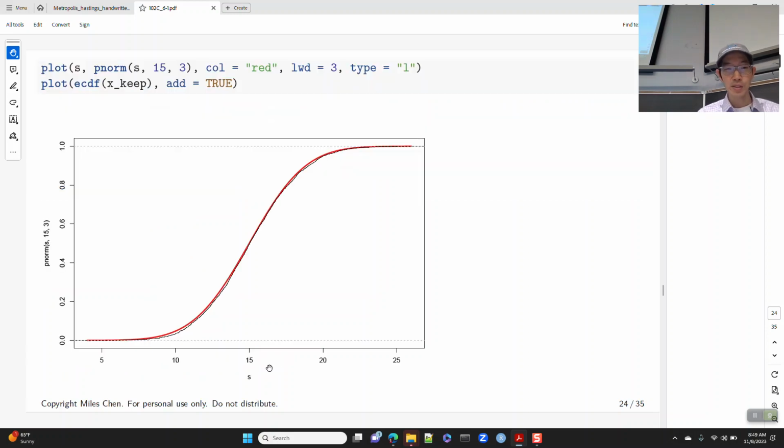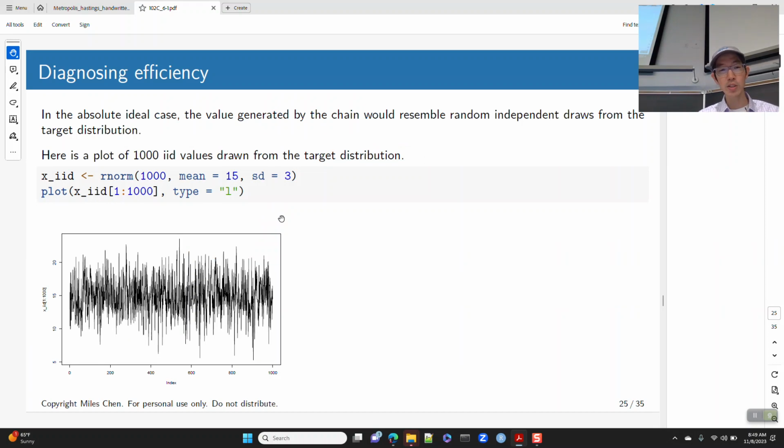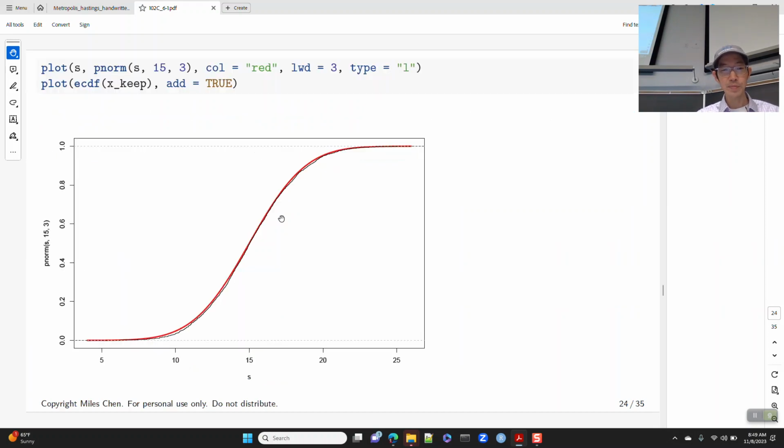Here is the plot between the theoretic CDF in red versus the empirical CDF. And it looks like we have a pretty decent match. And that's what it looks like.